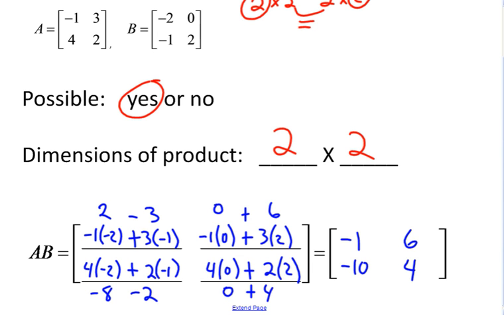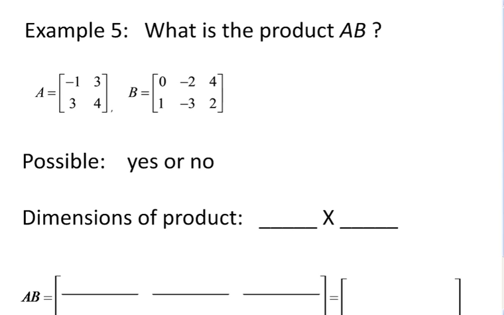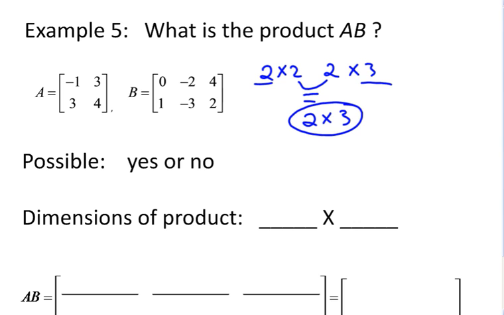So a little review. First of all, you have to test to see if you can multiply the two matrices together. Second part is to multiply them out. So we're going to do one more example. All right, first of all, we have to see if it exists. So we have a 2 by 2 and a 2 by 3. So in this case, the 2's are equal, and our resulting product is going to be a 2 by 3.